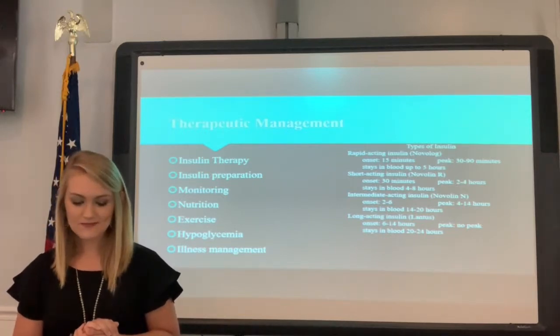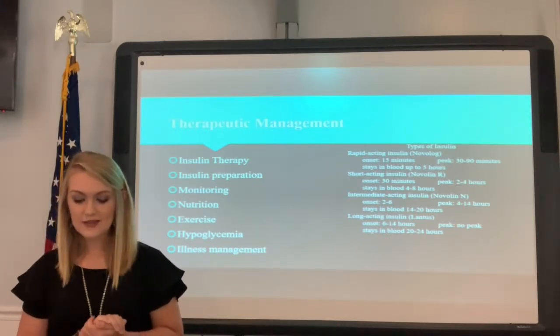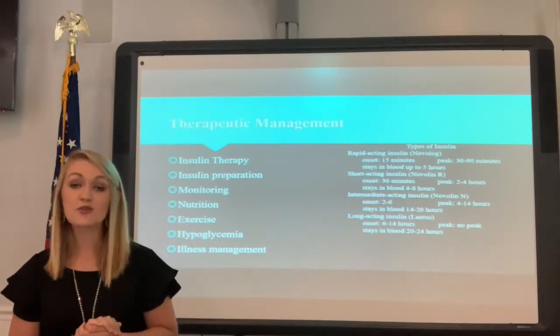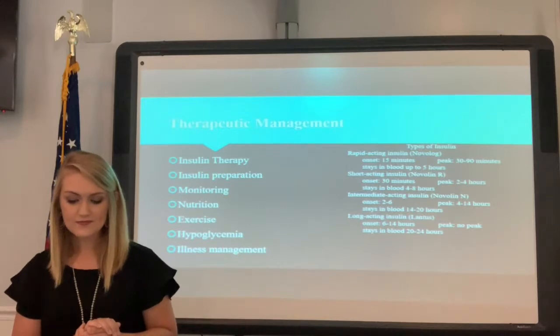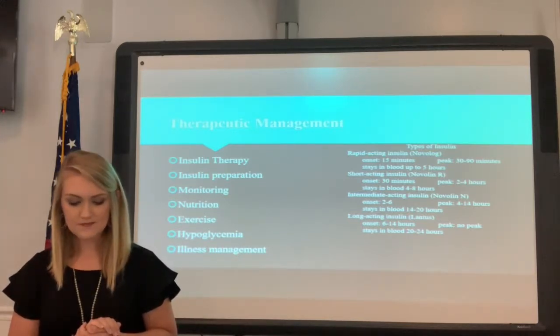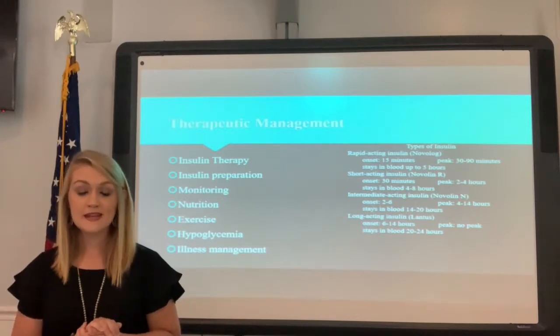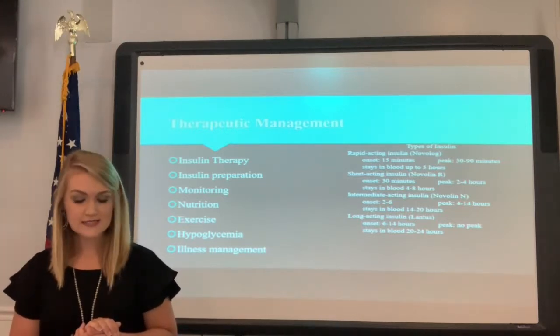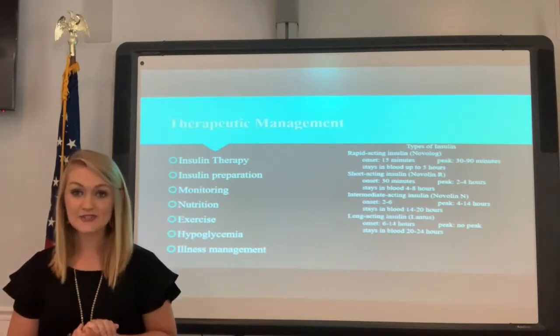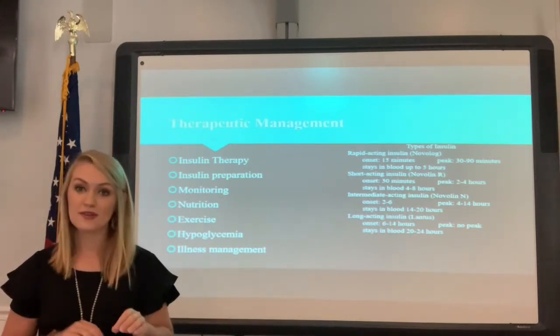Illness management. We're going to follow the sick day plan prescribed by the doctor. The goal during the illness is to maintain normal blood glucose levels. We're going to treat the urinary ketones and maintain hydration. We're never going to omit insulin, but alter as needed. Fluids are the most important intervention to remain hydrated and flush the ketones through illness.